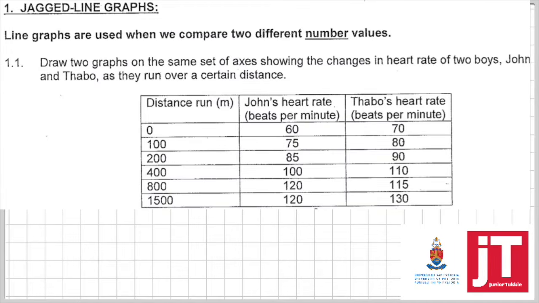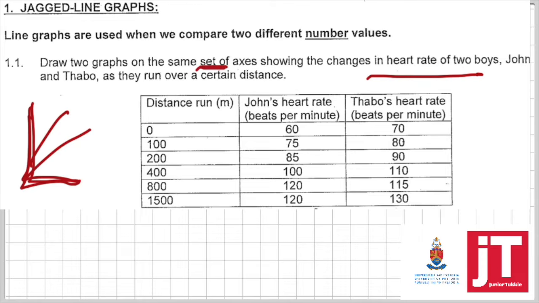Now, let's look at the first graph. The instruction says draw two graphs on the same set of axes. Same set of axes, so you're going to draw two graphs. That means that's one axis. So you'll have two graphs on the same set of axes. What is it going to show? Changes in heart rate of two boys, John and Tabo, as they run over a certain distance. Right, so that is now the instruction. Two graphs, one set of axes, same set of axes.